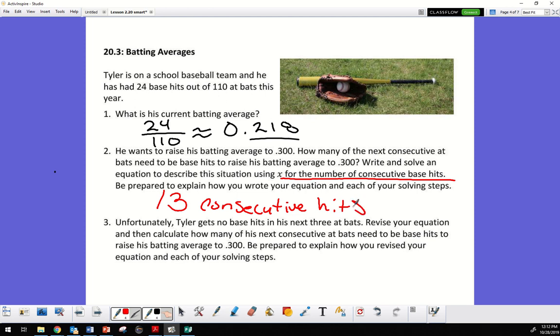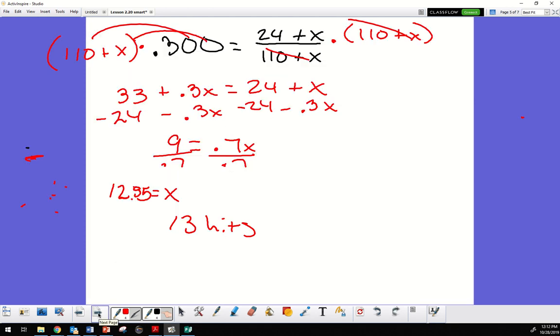Unfortunately, Tyler gets no base hits in his next 3 at-bats, but he still wants to get a batting average of .300. Now we're going to revise this. So you, the student, are going to set this one up and solve it right now.